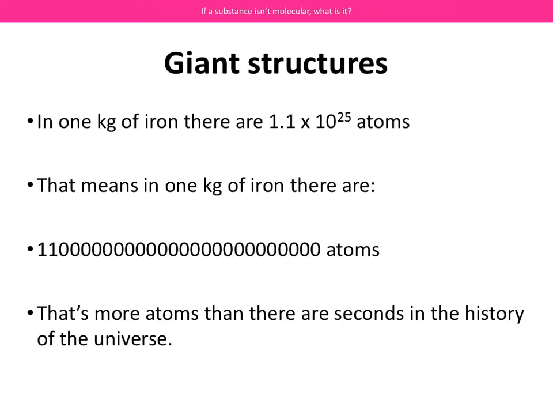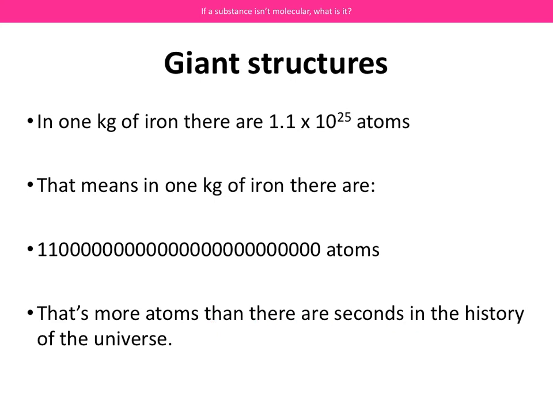So we're going to call these structures giant structures, and we'll understand a bit better why we're calling them giant structures in a bit. But one thing to say is that if we had a kilogram of iron, we would have 1.1 times 10 to the 25 atoms. That is an incredibly large number. That is more seconds than in the history of the universe. So this gives you a better sense, maybe. We can see just how many atoms that really is. So like I say, that's more atoms than there are seconds in the history of the universe.